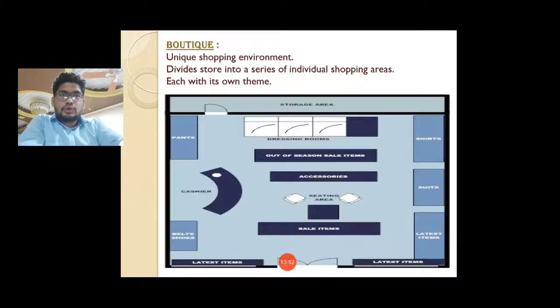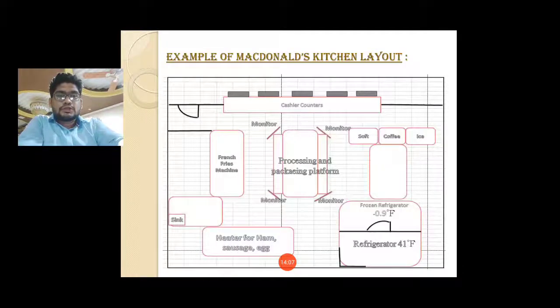It's a boutique, unique shopping environment. Divide the store into a series of individual shopping areas, each with its own theme. We can take examples of D-Mart, Reliance Supermart, okay, Big Bazaar and all. These can be the examples of the boutique layout structures.